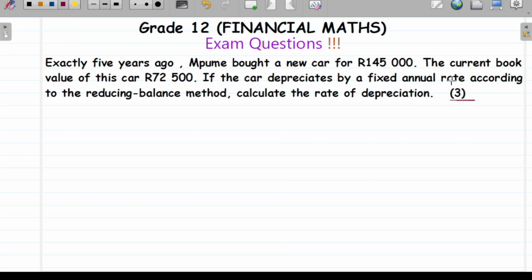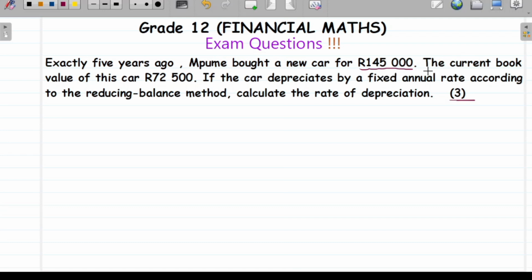Okay, let me just read the entire thing. Exactly 5 years ago, Mpome bought a new car for 145,000 rand. Wow, cars were cheap then. A new car for that much. Anyways, I wish I was from that time.